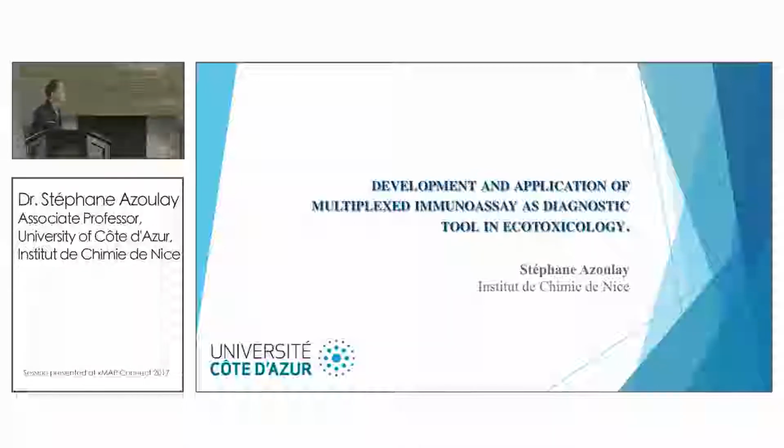So today I will speak about the development and application of multiplex immunoassay as a diagnostic tool in ecotoxicology. The field is a little bit different from what we see during this congress, but you will see we're still using xMAP technology.